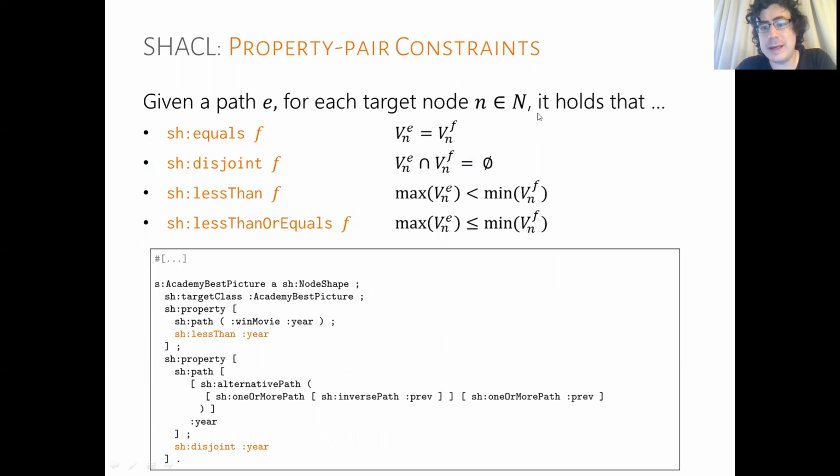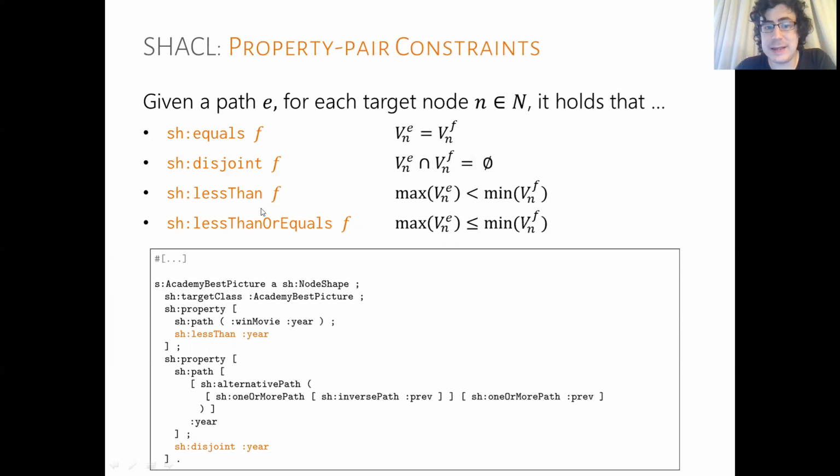For each target node N, it holds that E equals F. So we give a second path, and what we say is that the first path and the second path must have the same values, right? So the nodes connected from N through E must be equal to the nodes connected to N through F. Or we can say that they're disjoint. No node connected from N through E can also be connected to N through F.